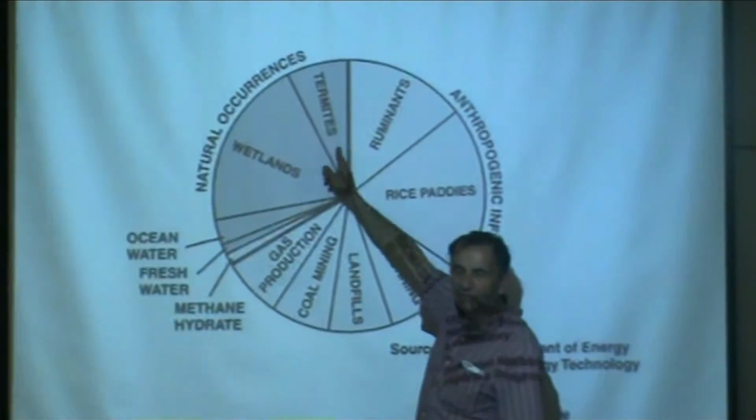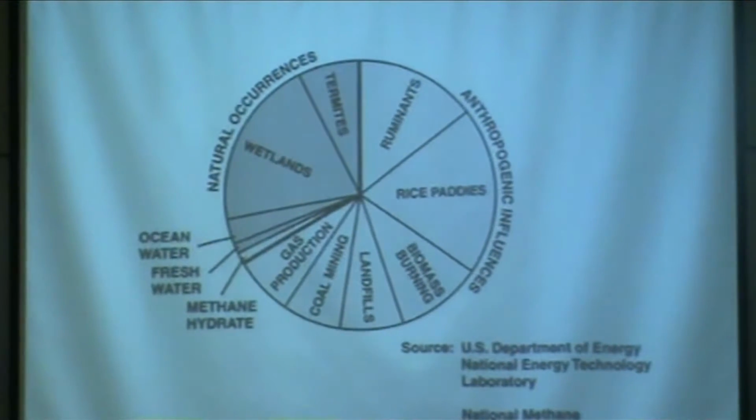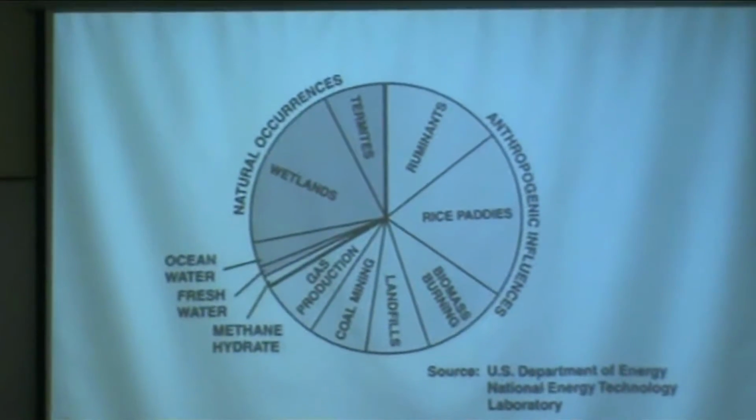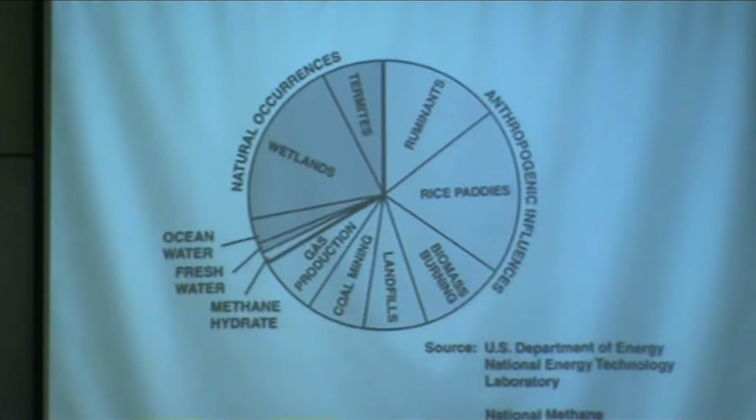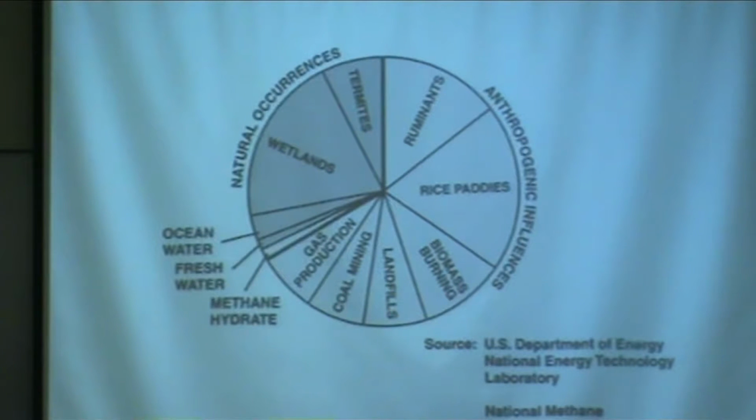And of course termites. Why termites? Because when you cut down the rainforest, you're going to get a lot of termites, and they gobble up the wood, and in their digestive systems, they produce tons of methane as well. So these are the major sources of methane gas.